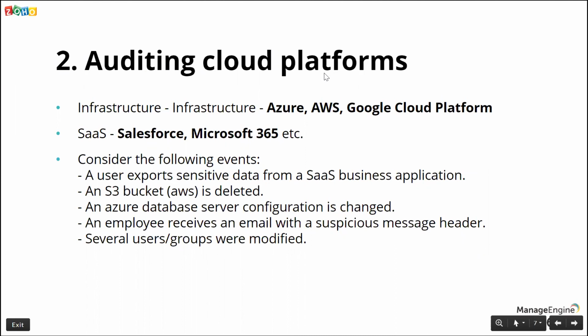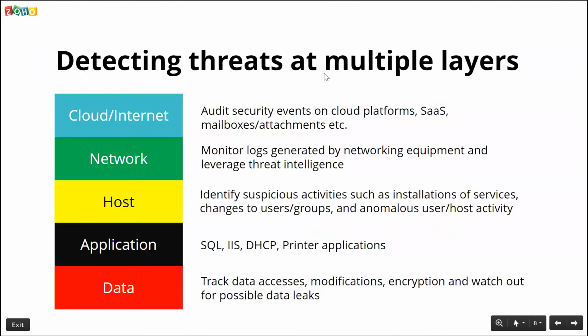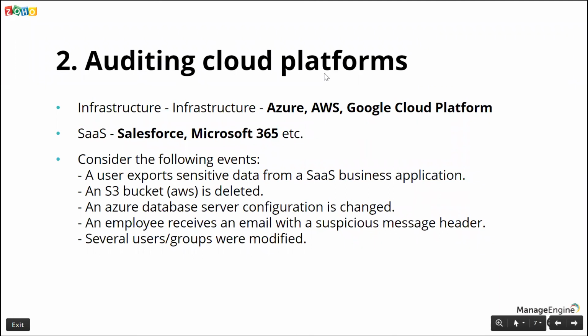And I've given a few examples, right? In addition to a user copying data from a SaaS application, it could be something like an S3 bucket that is being deleted on your AWS. Maybe someone changes a database server configuration on Azure. Maybe you might be using Office 365 or Exchange Online for email, and an employee might receive an email with a suspicious message header, right? The content of the email may be suspicious, and you may want to be able to track that.